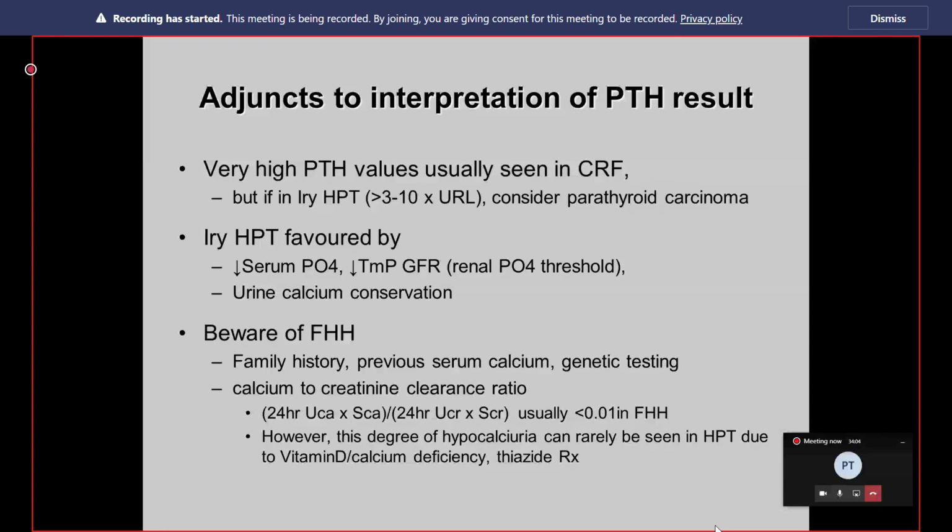In most cases, primary hyperparathyroidism is due to a benign adenoma, but rarely it could be a parathyroid carcinoma, and you should consider that if the PTH is very high.